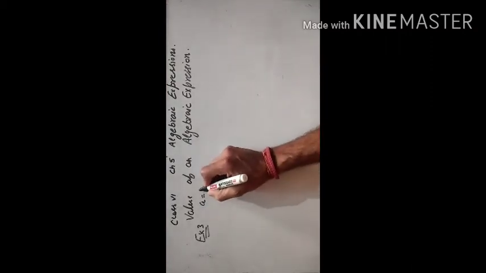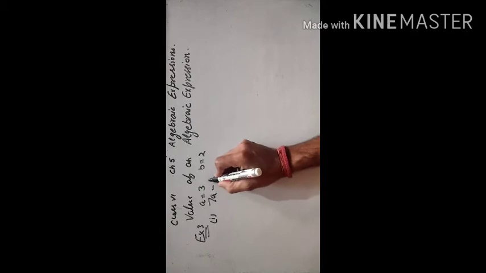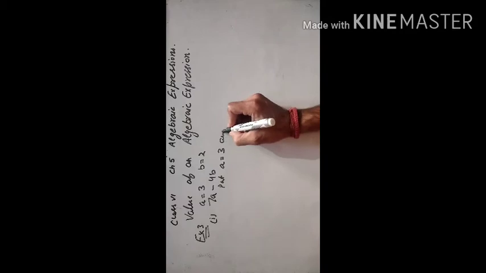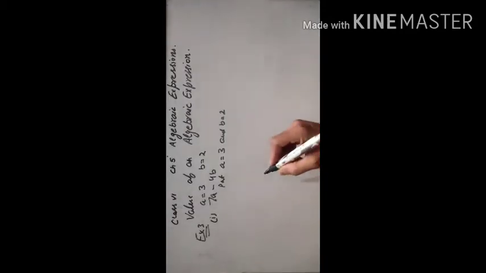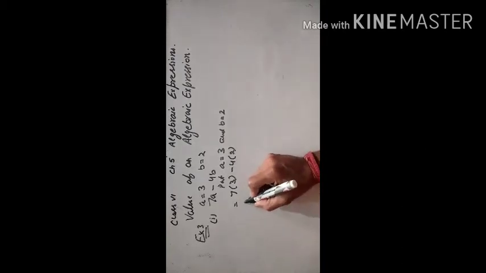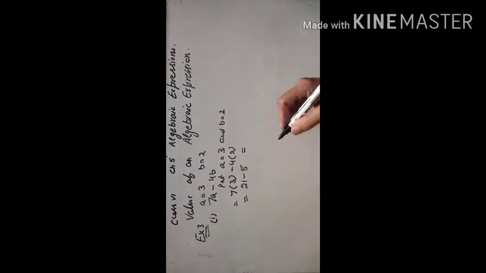Example 3 is find the value of the following expression for a is equal to 3 and b is equal to 2. First part is 7a minus 4b. Now put a is equal to 3 and b is equal to 2. 7 into 3 minus 4 into 2, that is equal to 21 minus 8. 21 minus 8 is 13. So the value of this expression is 13.